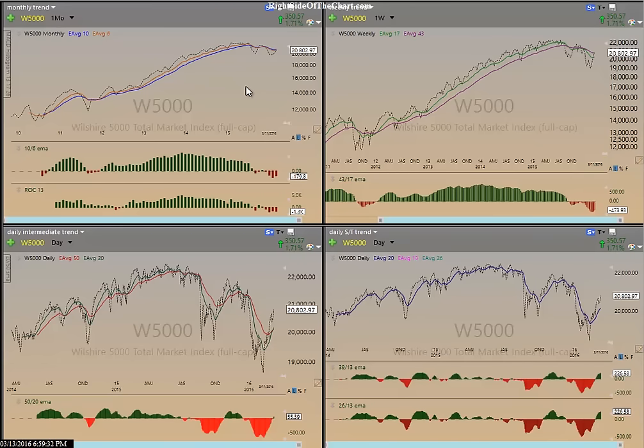Just to rehash, that was the Wilshire, probably without a doubt, or at least in my opinion, the most representative of the overall stock market, the health of the market, and the economy, and that is clearly bearish on the monthly time frame. On the weekly time frame, we have a slight bullish cross on the daily, and that is something to give us pause.